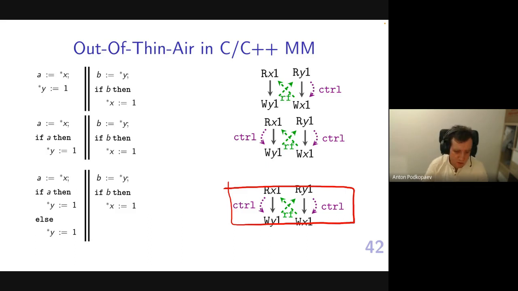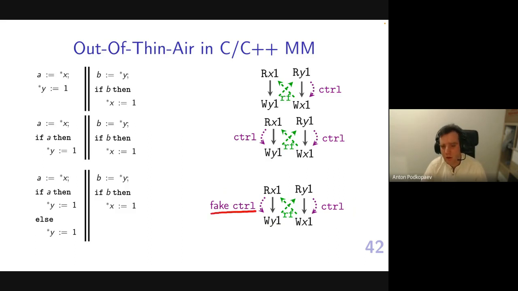But maybe there is something which still distinguishes these three programs. And yeah, there is something. And this something is that the control dependency we just added is a so-called fake control dependency. So it's not like a real control dependency. And the solution to the problem to forbid out of thin air is actually to count only real dependencies, not fake ones. But it's a hard problem.